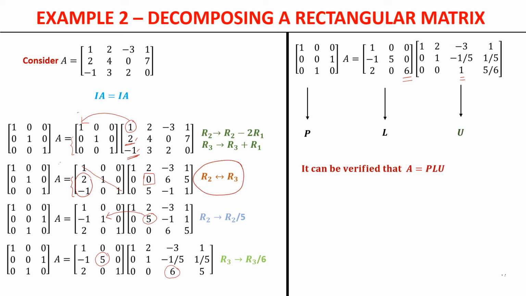So I hope these two examples have given you an idea as to how to take care of the row exchanges that we need to perform in order to reduce the matrix A into an upper triangular matrix. Now, keeping this as a base, let us now take up a problem of solving a system of equations using the PA equal to LU decomposition.